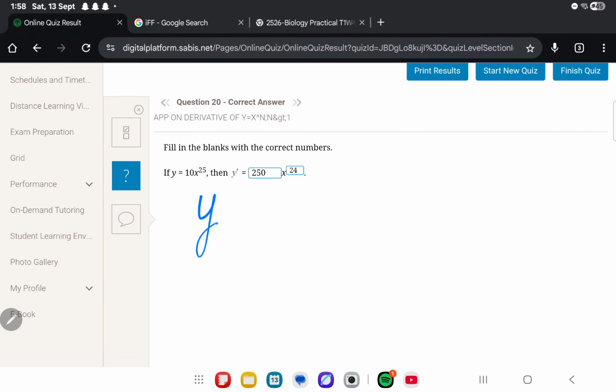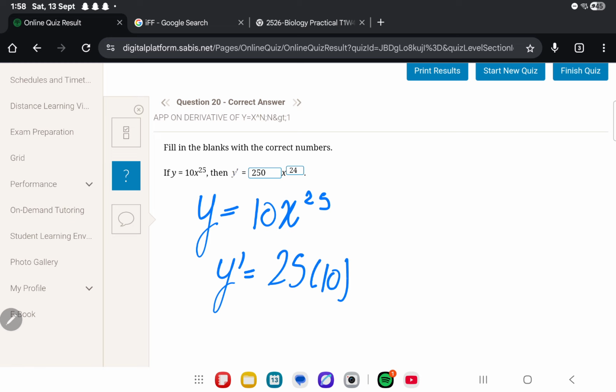Very easy. So y is equal to 10x to the power of 25. Take it down. So y prime is going to be, you take this down, 25 times 10, x to the power of, subtract 1 from the power, 24. Y prime is going to be 250x to the power of 24.